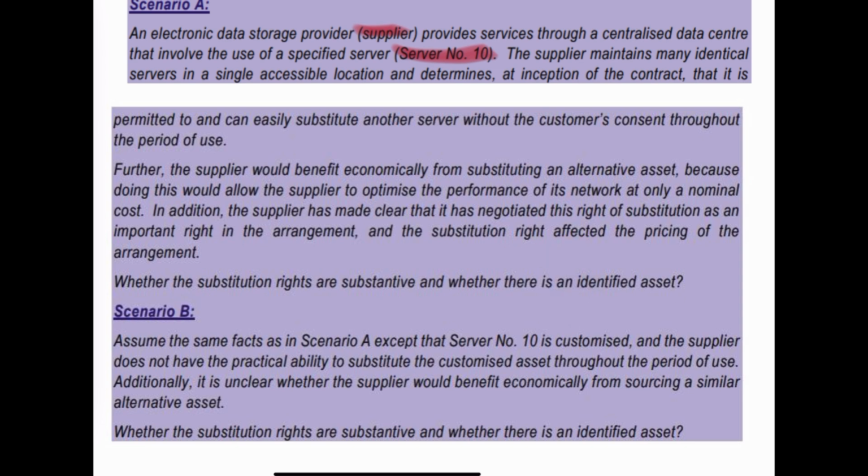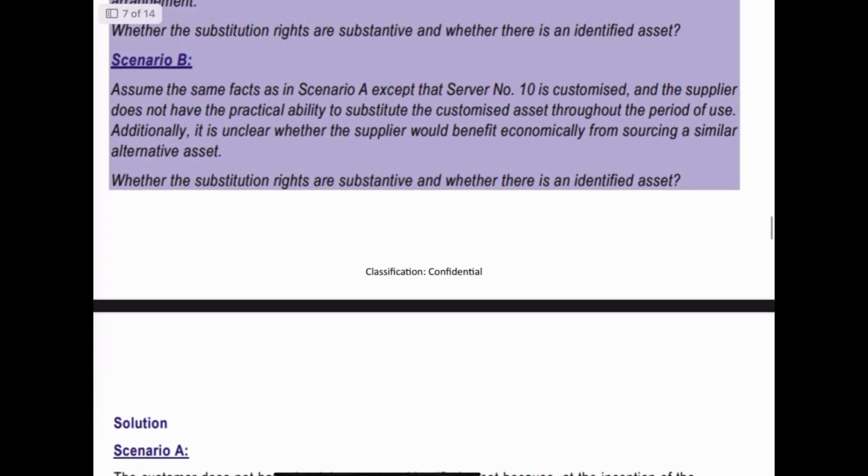So this is very clearly a situation where the supplier provides a kind of centralized data server, and even though the asset is identified, server number 10 is specifically identified, the crux here is that the lessee wanted to have how the data needs to be stored. To which server it has to be stored, that is not that key. Okay, so let's see the answer.